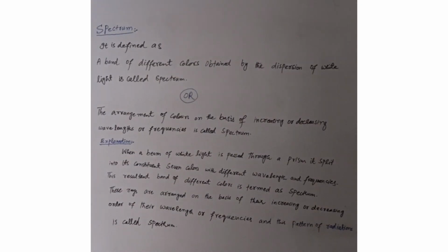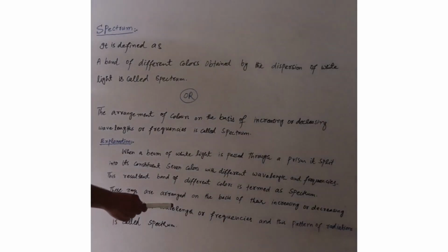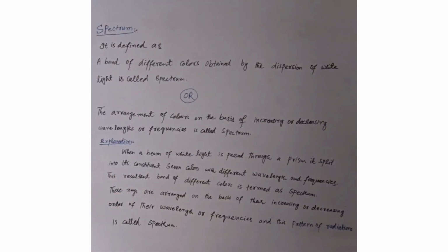From this band of colors, we obtain a spectrum. These rays are arranged on the basis of their increasing or decreasing order of wavelength or frequencies, and this pattern of radiation is called spectrum. As I mentioned, the arrangement of colors on the basis of increasing or decreasing wavelength is called spectrum.